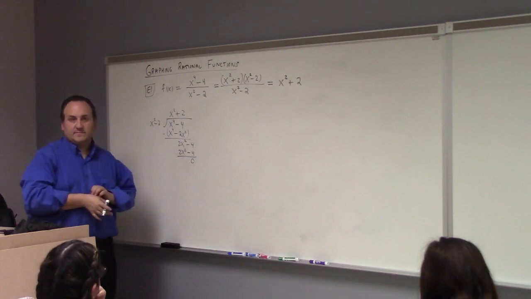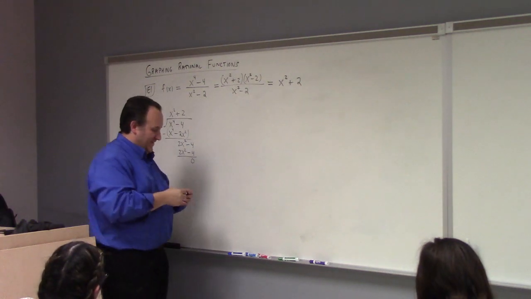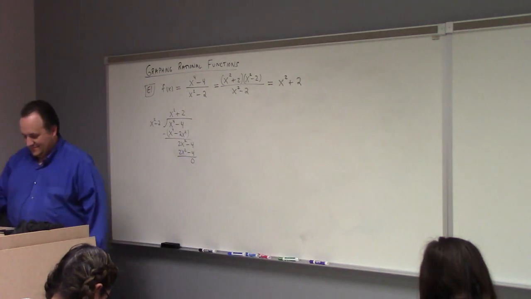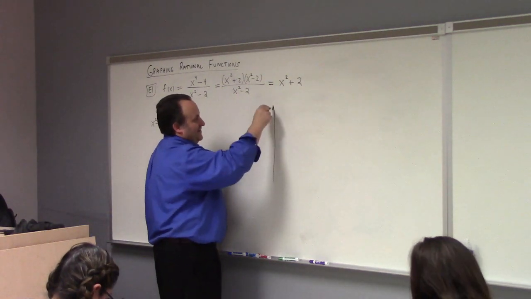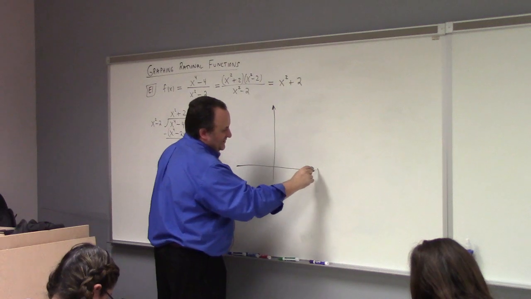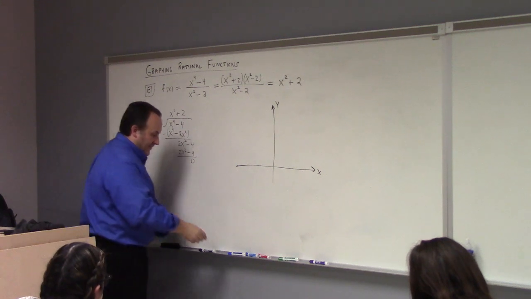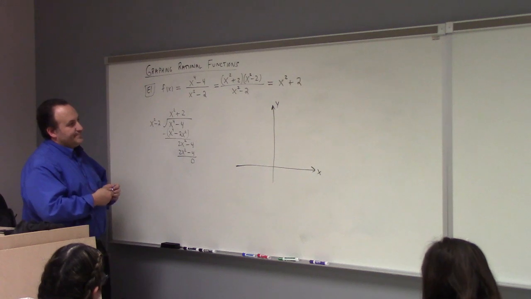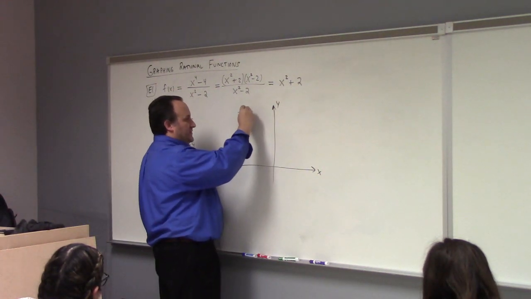x squared plus 2. How do you graph x squared plus 2? Let's see here. I mean, it's x squared plus 2. So it's the y equals x squared graph shifted up 2, right? We know this. It looks like this.